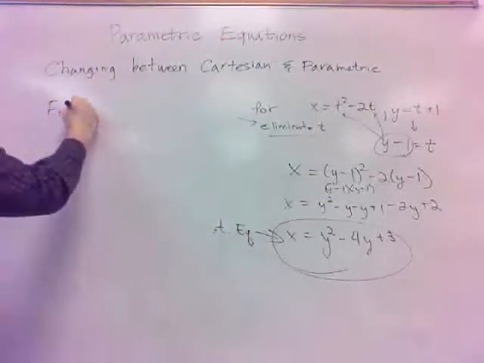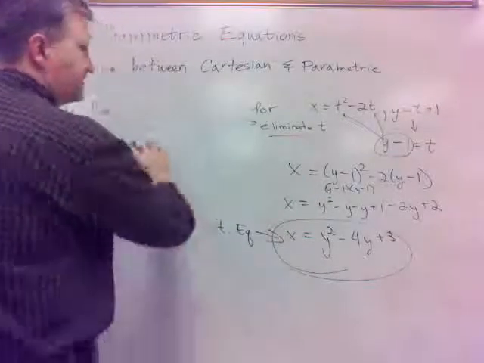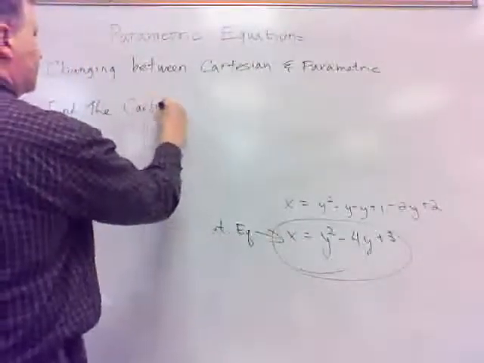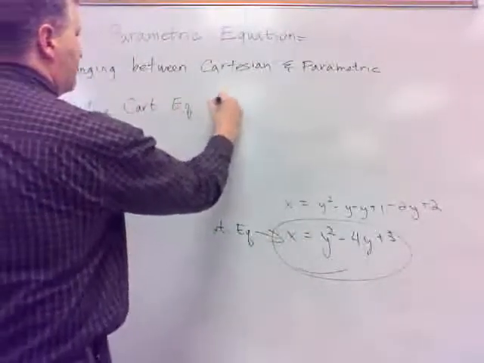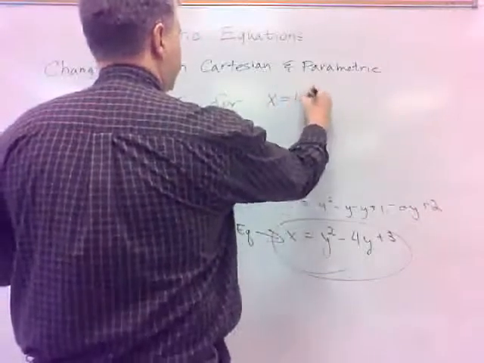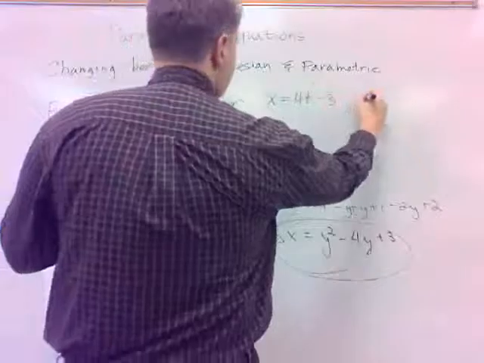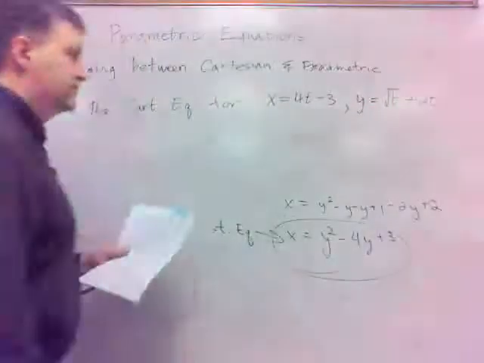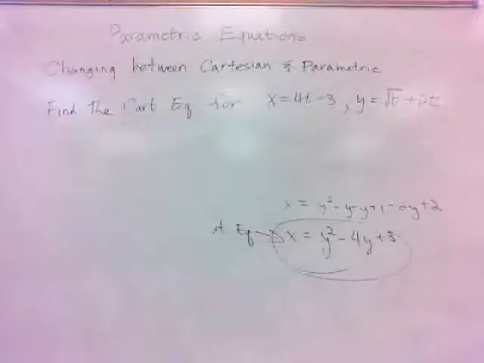All right, find the same thing. Cartesian equation for x equals 4t minus 3, y equals the square root of t plus 2t. Find the Cartesian equation for this one. So what do we want to do? Eliminate t. How am I going to do that in this case?